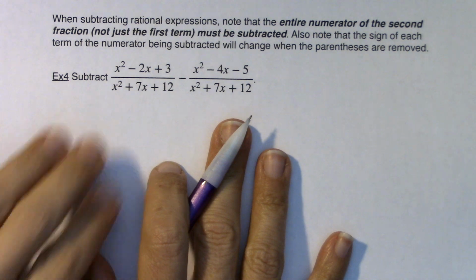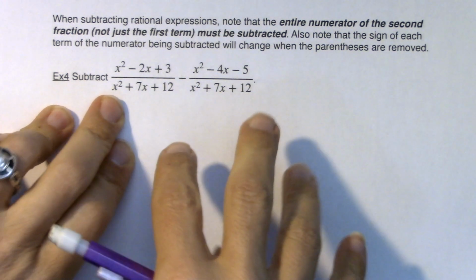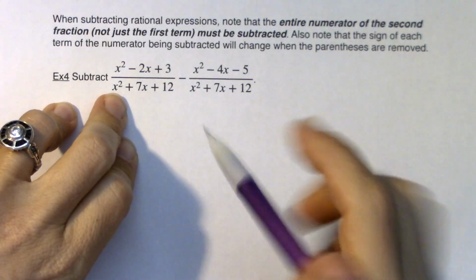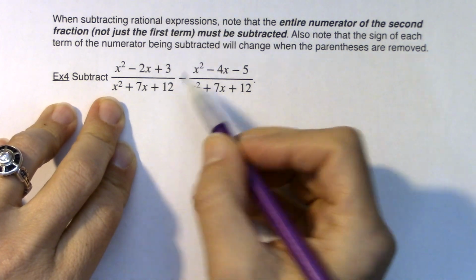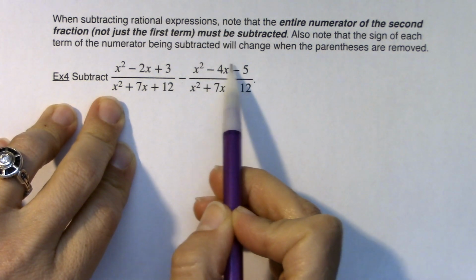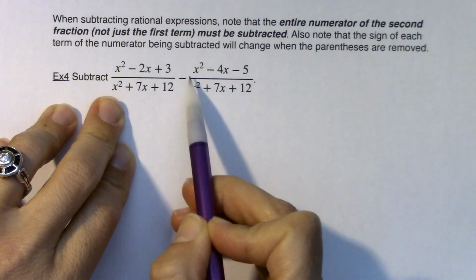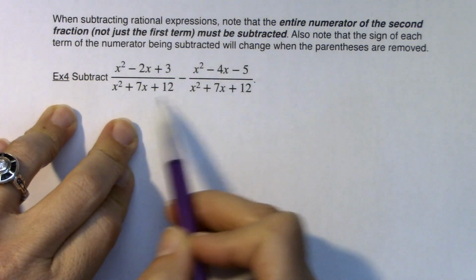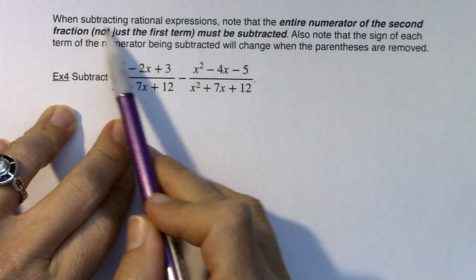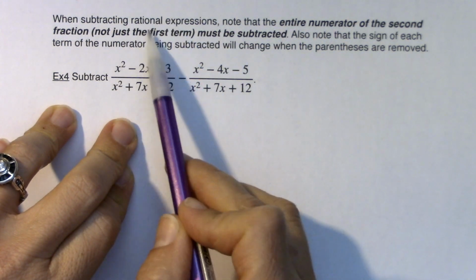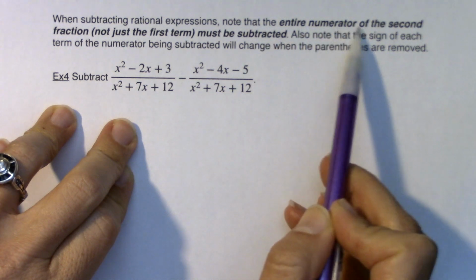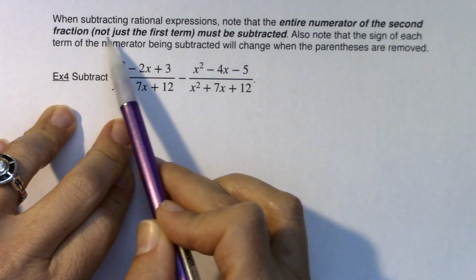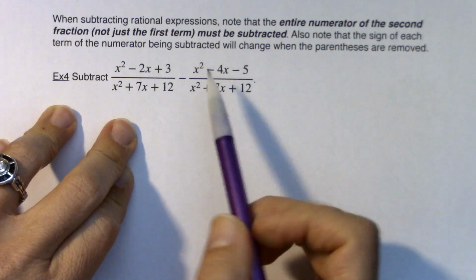Folks, welcome back. Let's take a look at two fractions that we're being asked to subtract, but I want us to make sure we're able to handle the fact that we have to subtract this entire numerator. All right, and so we're lucky in that these fractions do have common denominators, but when subtracting rational expressions, right, fractions, note that the entire numerator of the second fraction, not just the first term, must be subtracted.